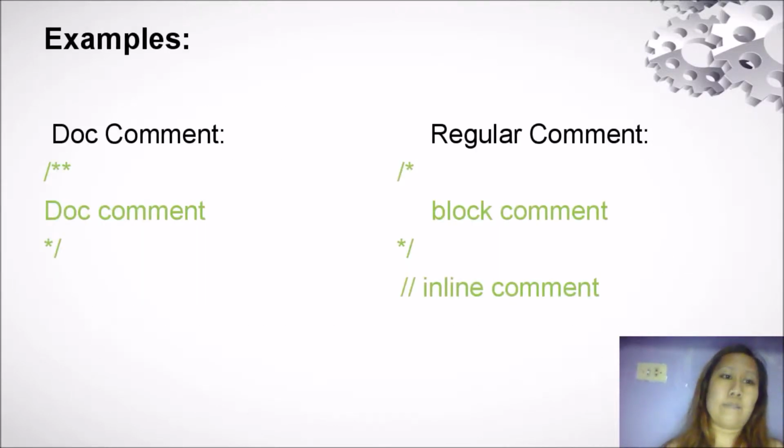So we have here examples. A doc comment or JavaDoc comment looks like this. It has a slash with two asterisks, the doc comments, followed by an asterisk and another slash. The regular comment, we know, follows this format: single slash asterisk. You close that one with the block comment or inline comment.